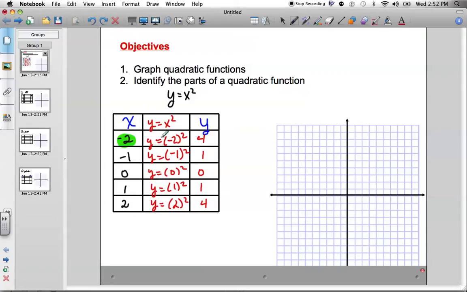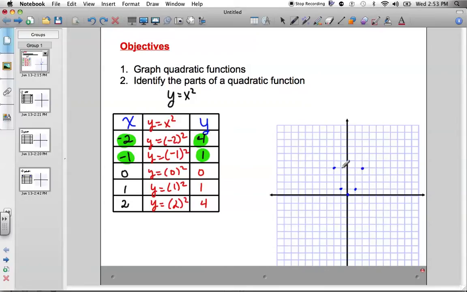One of the ordered pairs will be -2, 4. Another one will be -1, 1, so on and so forth on down the line. And now we just need to plot those on our Cartesian plane. First ordered pair there is -2, 4, so we're going to go left 2 and up 4. Plot that point. The next ordered pair is going to be -1, 1, so we're going to go left 1 and up 1. Plot that ordered pair. 0, 0, plot that. 1, 1, and 2, 4.